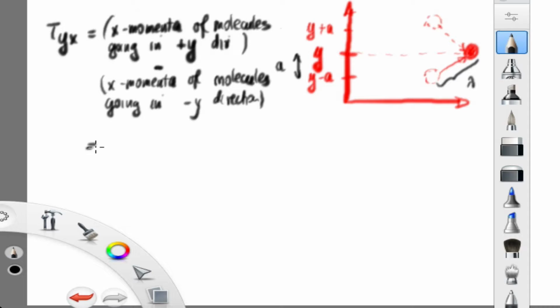So if I just have one molecule that is crossing this plane upwards, its last collision was at y minus a. It's not going up, right? So I collided here, and now I got bounced off, and I'm moving up. So I'm carrying the momentum from position y minus a. Is that correct? What is that momentum? It's mass of the molecule times its x velocity evaluated at y minus a. Is that correct?